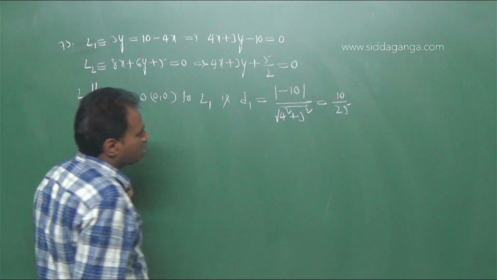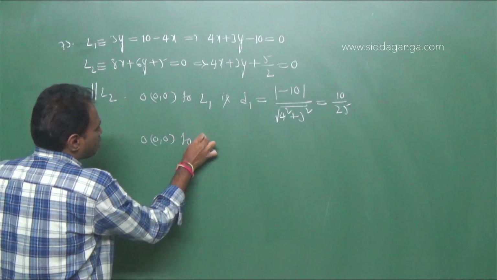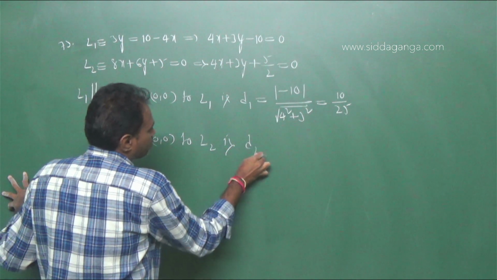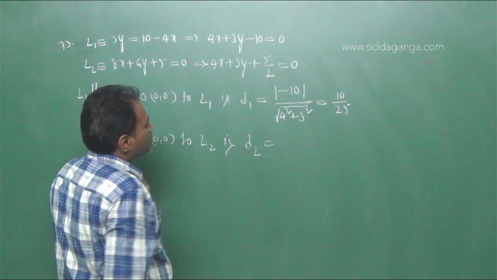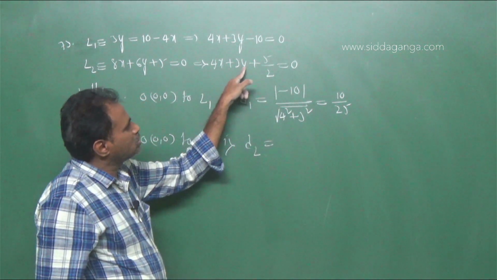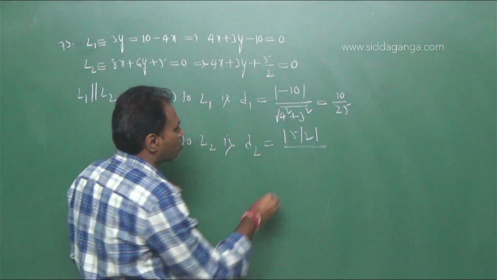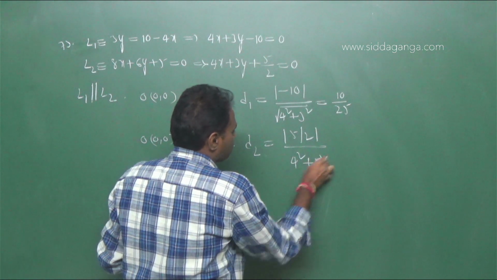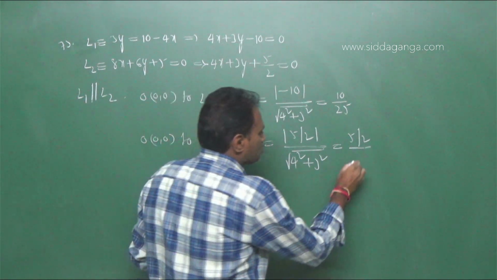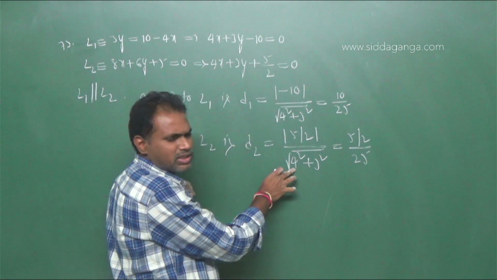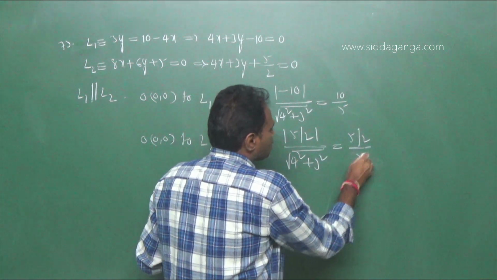Next, the origin to second line distance, D2, equal to the same, 4 into 0, 3 into 0 plus 5 by 2, that is mod 5 by 2 by square root of 4 square plus 3 square. 16 plus 9 is 25, root 25 means 5. So it is equal to (5 by 2) by 5.